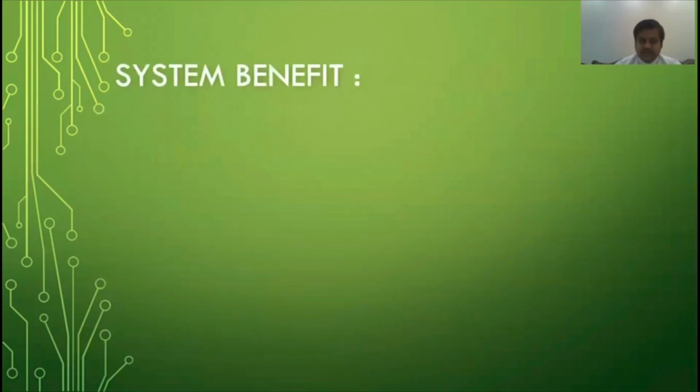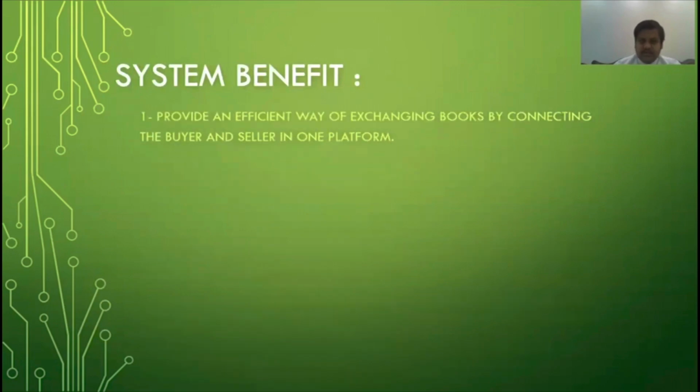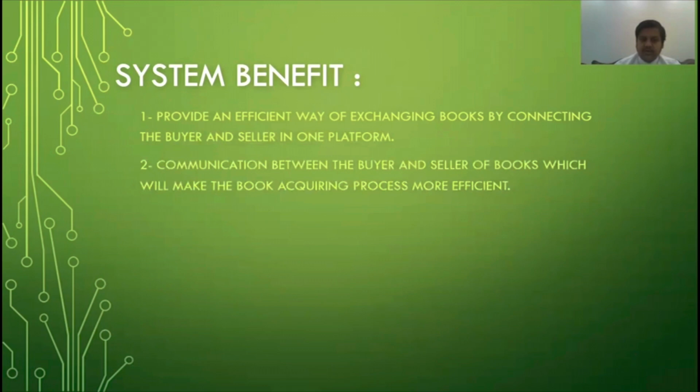Moving to the next one, which is the system benefit. It provides an efficient way to exchange books by connecting the buyer and seller on one platform. You don't need to go to another program or call him, so you can meet him or ask him about that book. The second one is communication between the buyer and seller, which makes the book acquiring process more efficient and much easier than the long process I mentioned at the beginning.